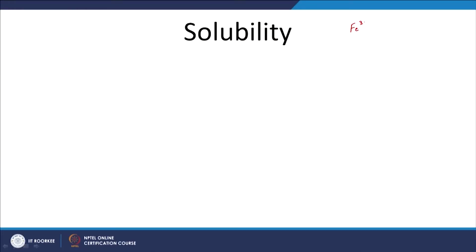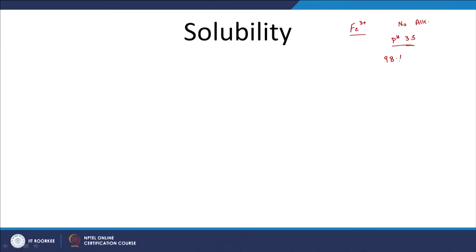So we were adding a source of Fe3+, right? And we saw that when there is no alkalinity, the pH fell to 3.5 upon addition of this source of Fe3+. And why is that? Obviously because ferric hydroxide complexes are formed, thus releasing H+. So you would expect a drop in pH, and that's why we saw the pH drop to 3.5. And we saw around 98% precipitation of the Fe3+.